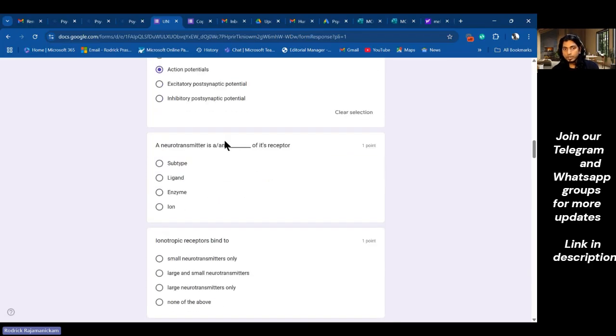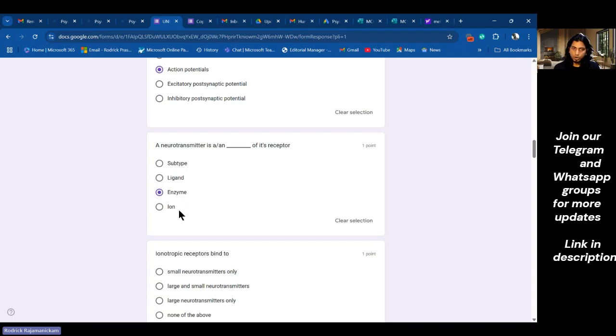Next is, a neurotransmitter is a or an dash of its receptor. A neurotransmitter is not a subtype of its receptor. That doesn't make any sense. It's not an enzyme. It's not an ion. It's a ligand. A ligand is basically a chemical that gets attached to only this or has an affinity for this. So for a neurotransmitter, you have receptors. Only certain types of receptors can bind to it. Other types of receptors will not get attached here. So a neurotransmitter is a ligand for its receptor. Okay.